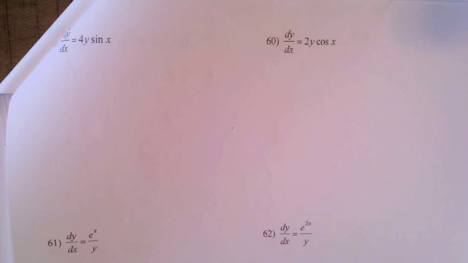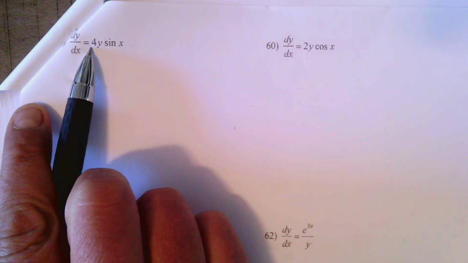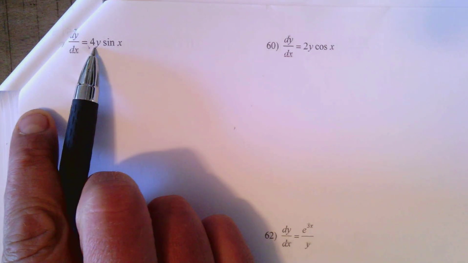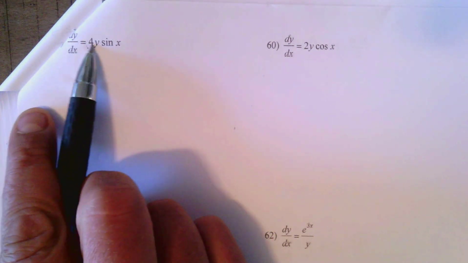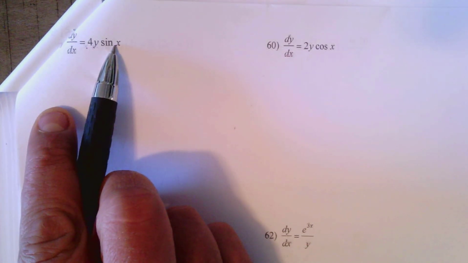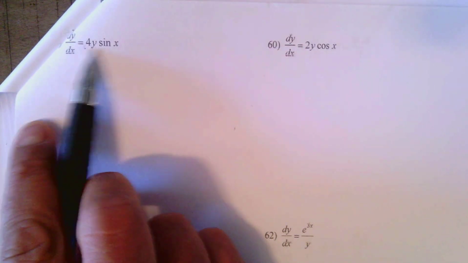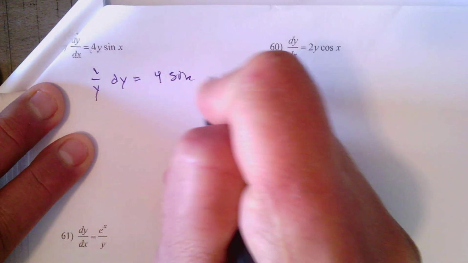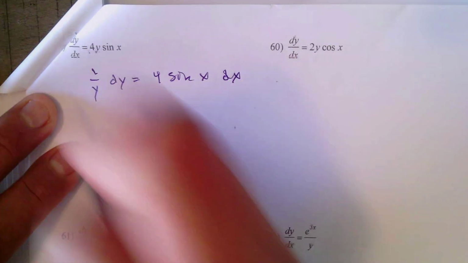Okay, 59. Here we have dy dx is equal to 4y sine of x. And I want to get all the y's to the left side. So everything here is being multiplied. This is 4 times a y times the sine of x. I want to keep the 4 and the sine of x on the right side and just divide by y on the right. And I can write that as 1 over y dy equals 4 sine of x dx.